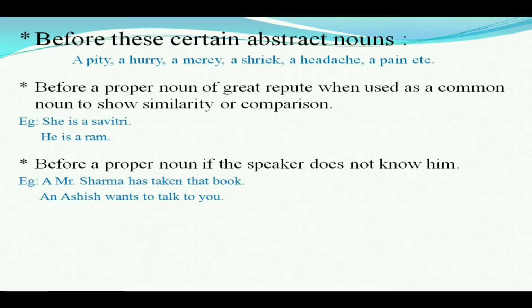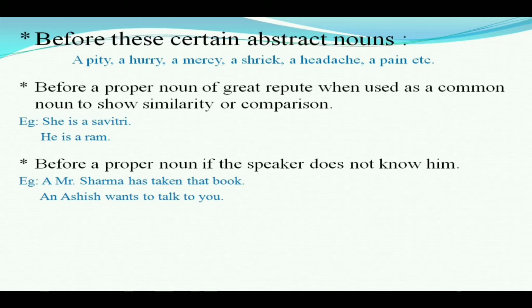Next, before certain abstract nouns, we use indefinite article. For example, a pity, a hurry, a mercy, a shriek, a headache, a pain. Before a proper noun of great repute, when used as a common noun to show similarity or comparison, we use indefinite article before that noun.